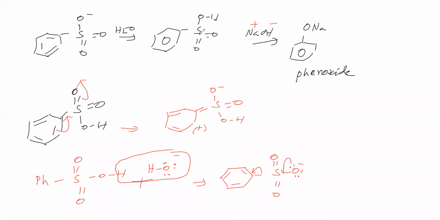Therefore, benzene sulfonic acid on treating with sodium hydroxide has two possible reactions. One is desulfonation. Another is the nucleophilic substitution reaction. Therefore, we get phenol reacting with sodium hydroxide to give sodium phenoxide. This sodium phenoxide, treated with HCl, gives phenol. Okay, so we got phenol. Next reaction we'll see.